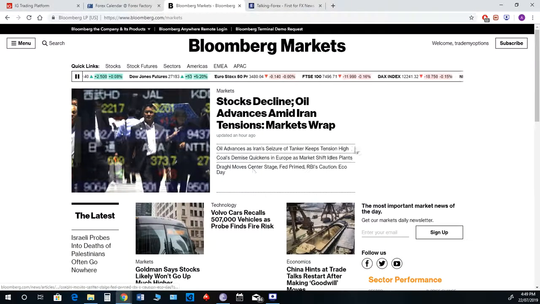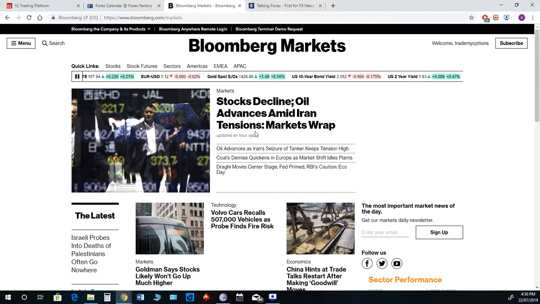There is a bit of an oil situation with the UK and Iran seizing each other's tankers, and a little bit of global, you would say, tension in the Middle East in regards to that. I don't think it's going to be big enough to move the Aussie US too violently. I don't think you're going to get too much volatility in the Aussie US.